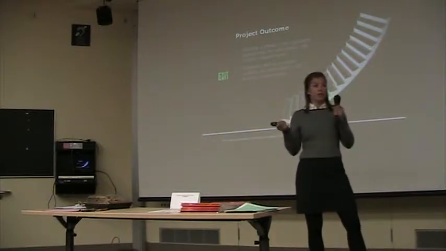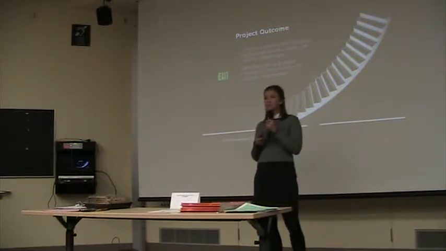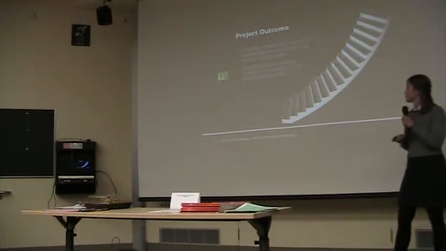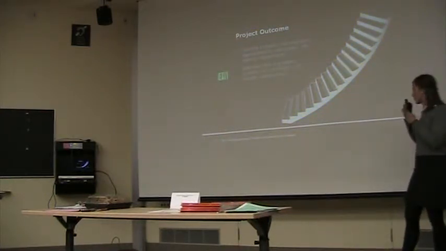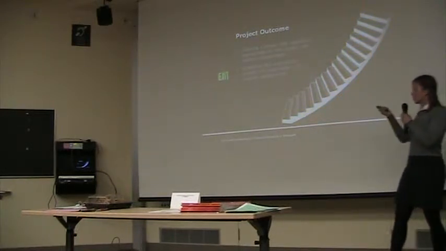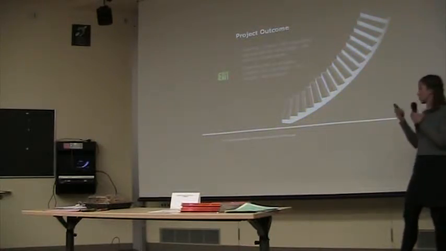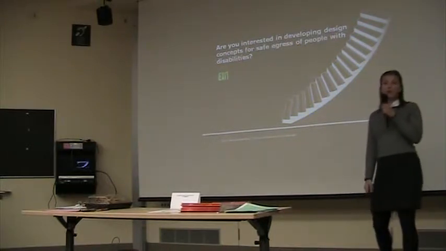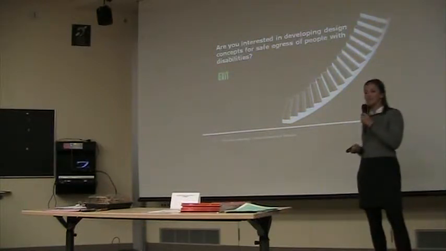And the project outcome then is, I mean, you are the one who's going to explore these design concepts, so you also shape the outcome. But one, for instance, could be to develop a warning system with indicators appropriate for people who are visually impaired, or another detection and evacuation system for someone who's mobility impaired. So if you're interested in safe egress of people with disabilities, we can discuss later.